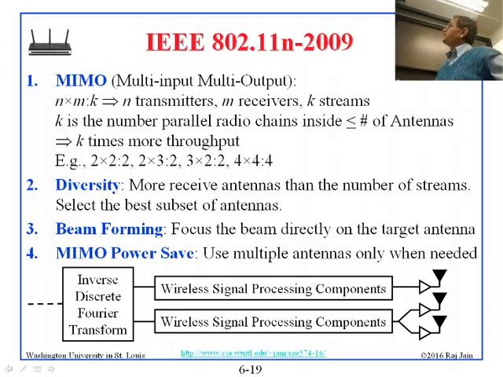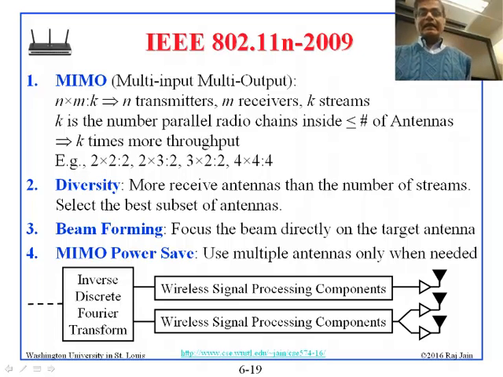So 11N introduced 4 new things. First is MIMO. And we already talked about MIMO. How many antennas you transmit and how many antennas you receive. And so given N by M colon K, where N is the transmitting antenna, M is the receiving antenna, then K are the streams. How many streams you send.